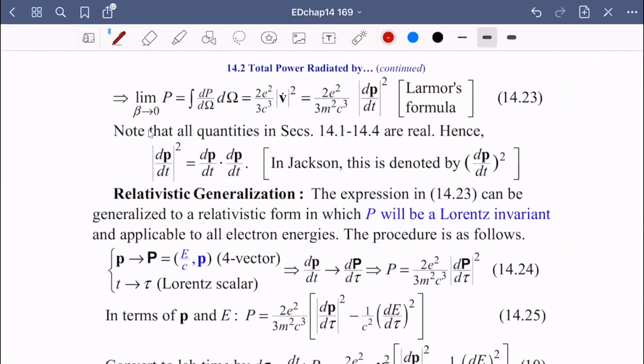Okay, move on. Total power radiated. Once again, we should perform the integration, and eventually it will be related to this term times 4 pi. So v dot can be rewritten as v in the classical limit.